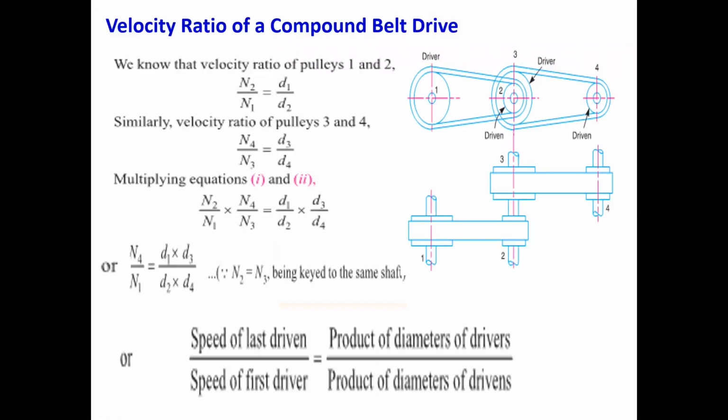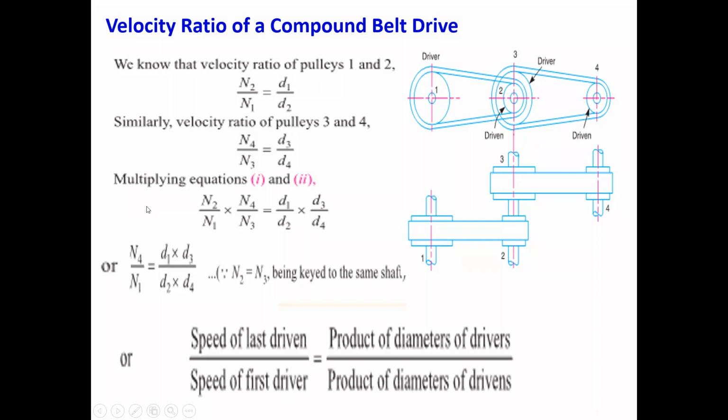Let us take the velocity ratio of the compound belt drive. We especially focus on the compound belt drive because here we have 4 pulleys. How do we find the velocity ratio from the first pulley to the last pulley? The velocity ratio of pulleys 1 and 2 is n2 by n1 equals d1 by d2. Later, the velocity ratio of pulleys 3 and 4 is n4 by n3 equals d3 by d4.